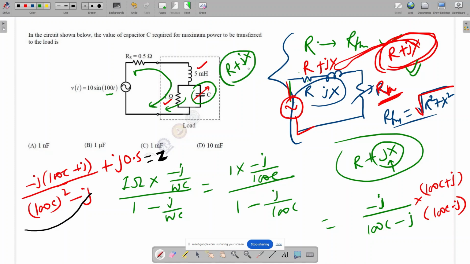Okay. Our load is R plus jX. So for maximum power transfer to the load, the reactive part of the load should be 0. Is it clear? This will be the concept. Okay, so from this equation, we can calculate the value of C.